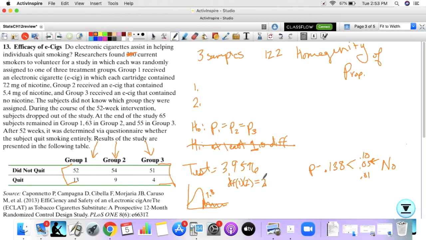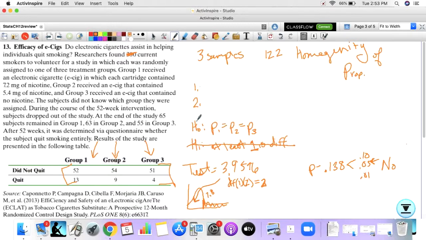And I'm sorry I didn't review that. When we're doing this test, you take however many rows you have, subtract 1, however many columns you have, subtract 1, and find the product. So if our test statistic is 3.9, clearly 3.9 is not beyond 7.8, which would be our critical value for a chi-squared of 0.05. So both of these give us a hard no.